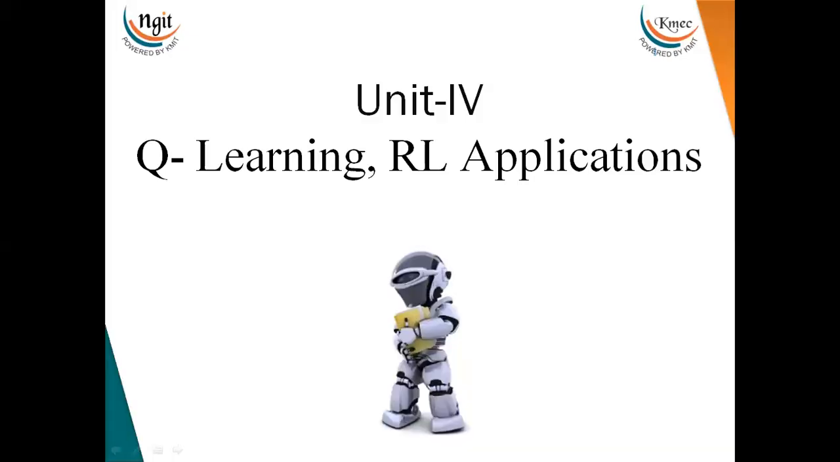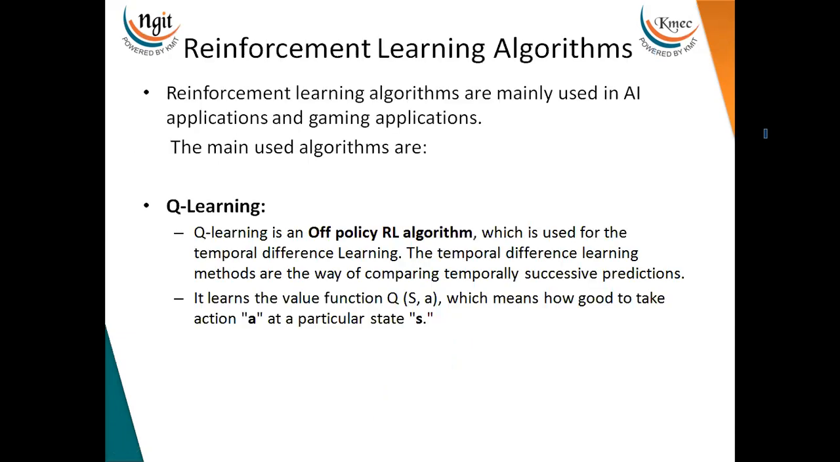Dear students, in the last topic of Unit 4, we are going to concentrate on Q-learning and the different applications of reinforcement learning. Now, what do you mean by Q-learning? So, Q in Q-learning stands for quality, and it is one of the types of reinforcement learning algorithm.